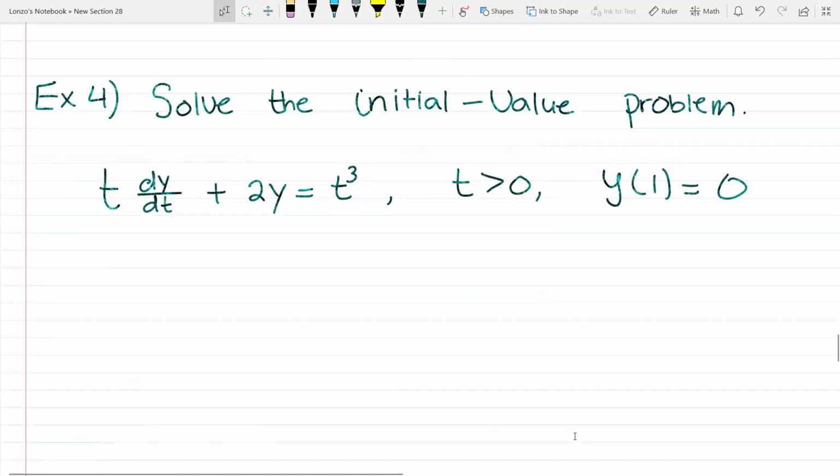Okay, let's do an initial value problem. So example 4, solve the initial value problem where t times dy/dt plus 2y equals t cubed, where t is greater than 0. And you have an initial value of y(1) equals 0. So that's like the point (1, 0), right? So first, I'm going to put it in standard form. So I would have to get rid of this t by dividing everything by t, right?